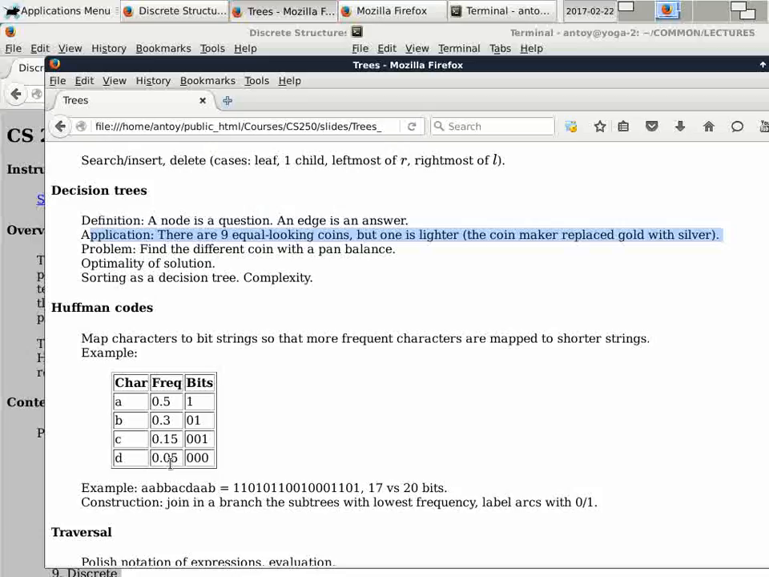And now suppose that A you represent with bit 1, B with 01, C with 001, and D with 000. You encode it in this way. Because A takes only 1 bit and comes often, you do better than using 2 bits for each. If you count the bits for this one, you have 17 rather than 20 bits.